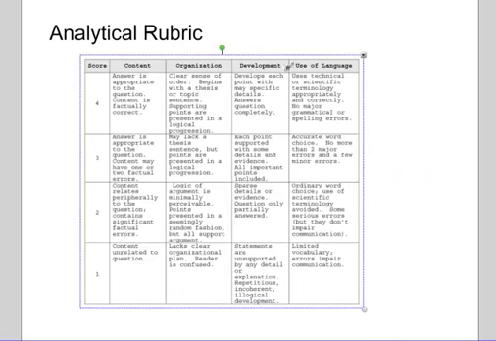Let's look at two basic examples. Here is an analytical rubric. And notice, the scores here are a row. Sometimes you will see the scores as columns. And basically, we have content, organization, development, and use of language.